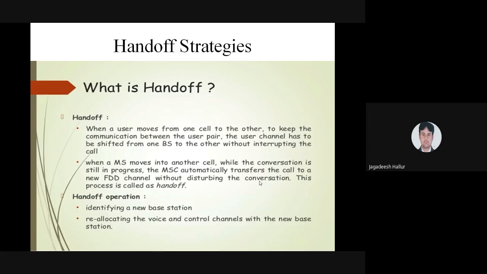Whenever you are moving on the highways, you are crossing a number of base stations and towers. At that time, you are going to change channels. Those channel assignment strategies have to be taken care of by the MSC. MSC is going to observe everything so that there is no disconnectivity. And what are the operations of handoff? It has to identify the new base station. Those base stations have different channels, and those channels have to be allocated to you. The voice and control communication has to be taken care of by the handoff.